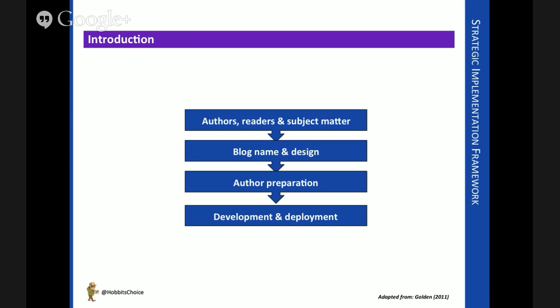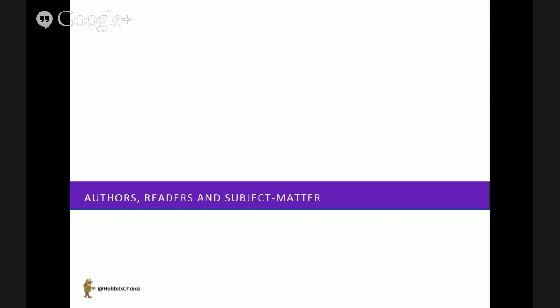So let's look at the strategic implementation framework, the foundations for the implementation itself. Step 1 is about authors, readers, and subject matter. We've got something to say, we want to say it to certain people, and we need to identify who's going to do the talking.